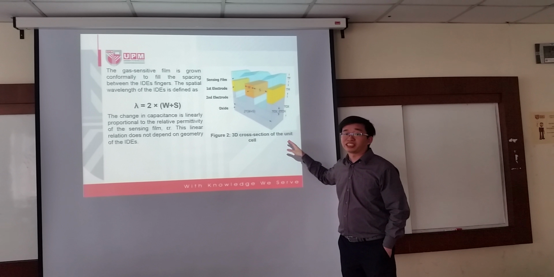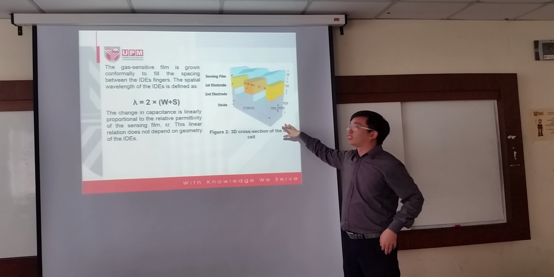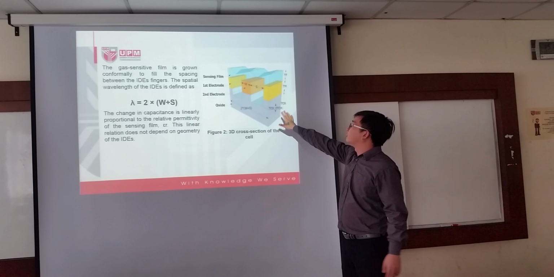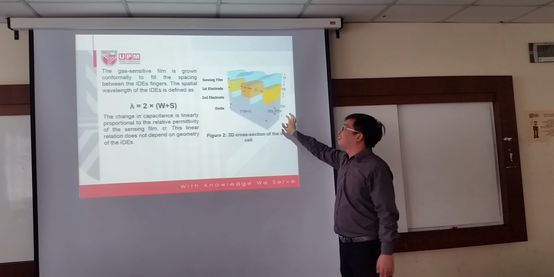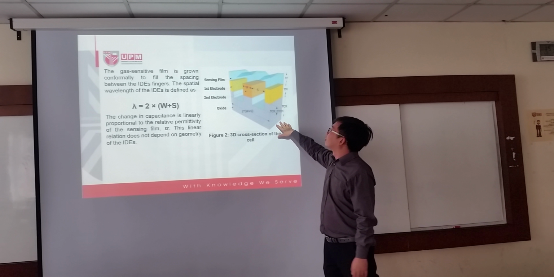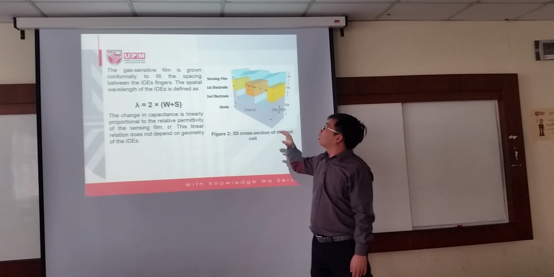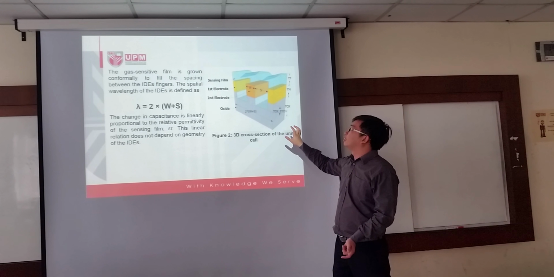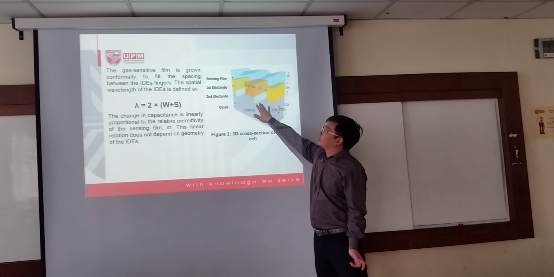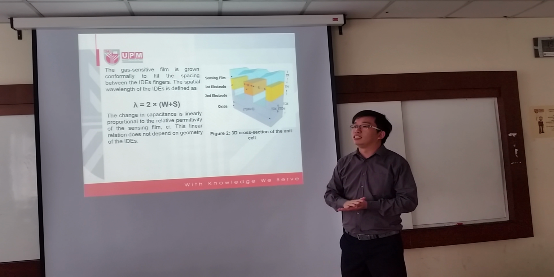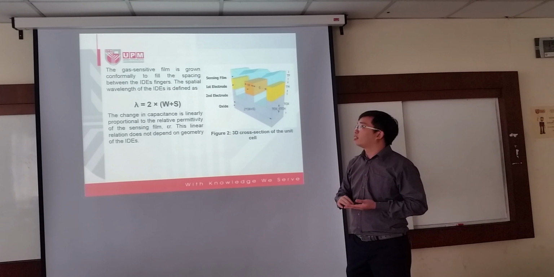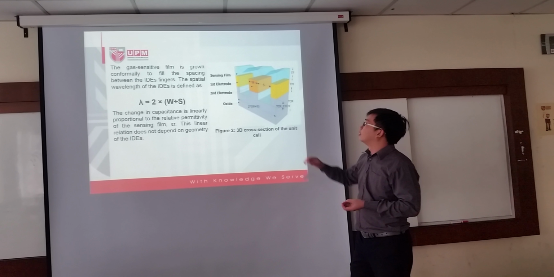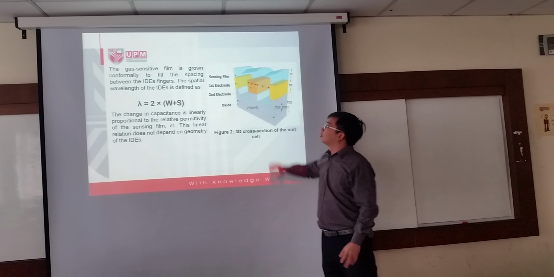Now we have the 3D cross-section of the unit cell. This is actually the cross-section of the interdigitated electrode structure just now. In this structure, the gas-sensitive film will grow to fill the spacing between the IDEs, which is here. And the spatial wavelength of the IDE is defined as lambda, which is equal to 2 times the width and the spacing.